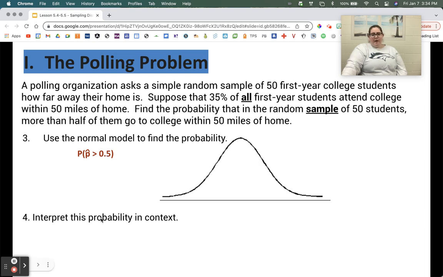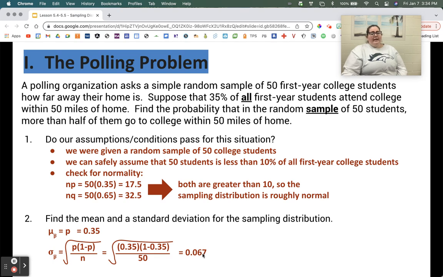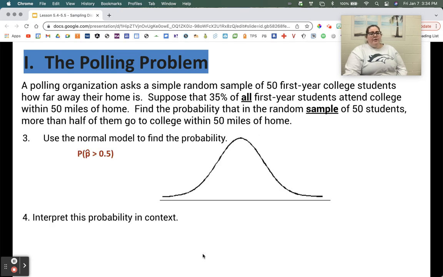So I'm going to draw a normal model because I know my sampling distribution is roughly normal. I'm also going to label the two things I know. My mean is 0.35, and then I could, if I wanted to, I didn't on this particular situation, but I could go ahead and draw out 3 standard deviations either way. And using the standard deviation I calculated back here, I could roughly put in some numbers, just add and subtract 3 standard deviations in either direction and label that on the normal model. I didn't do that, but you can.